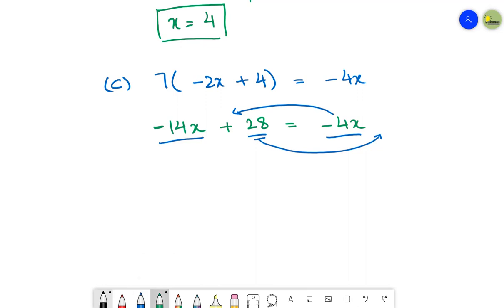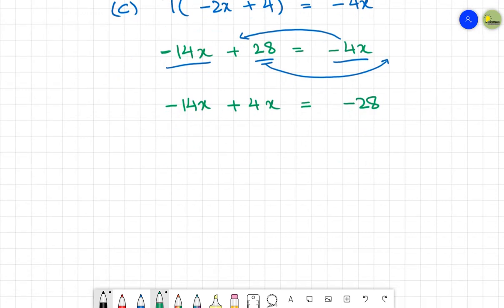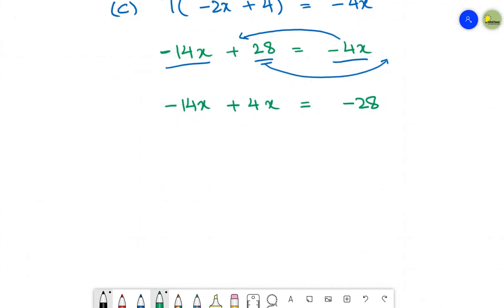Minus 14x and minus 4x when shifted on left hand side, it will become plus 4x. The sign of the term will be changed. Equals to plus 28, it's a term independent of x. It will be shifted to the right hand side, it becomes minus 28. The sign of the constant will be changed. Then minus 14x plus 4x gives you 10x with a minus sign equals to minus 28. Then in order to find out the answer, minus 10 will be written in division.